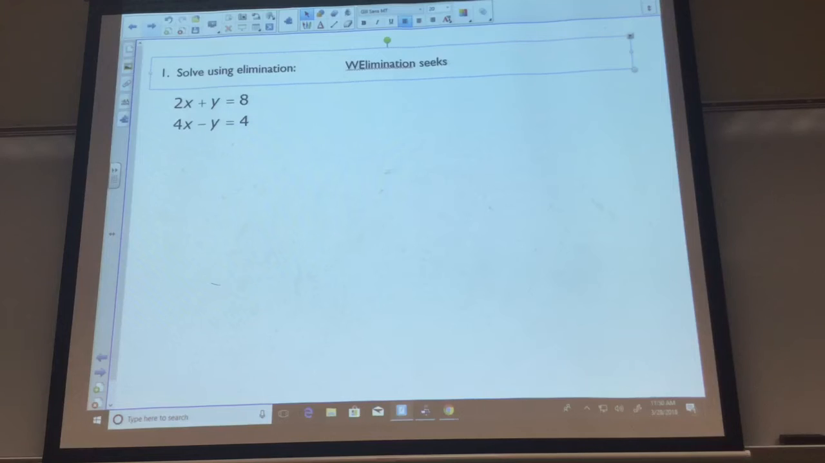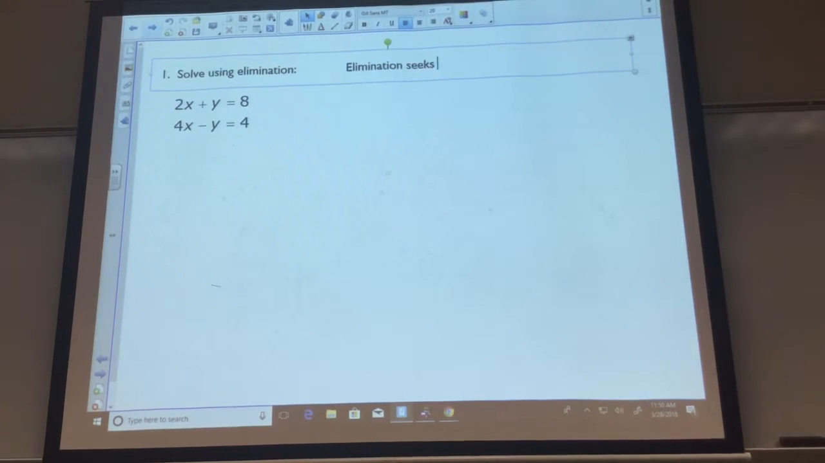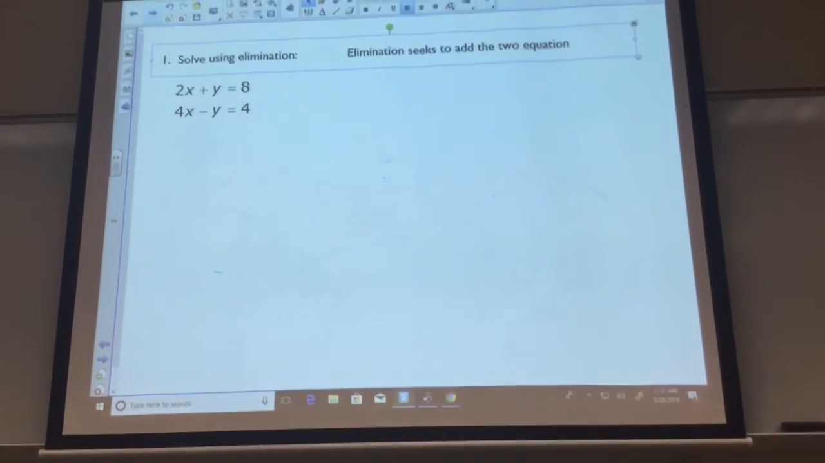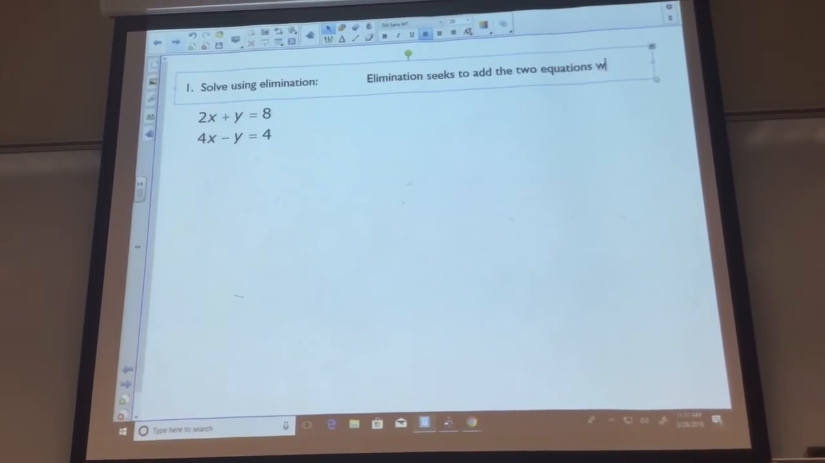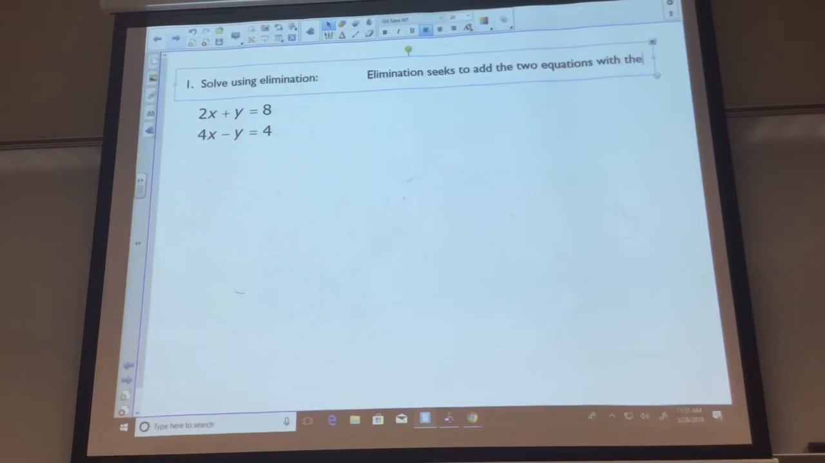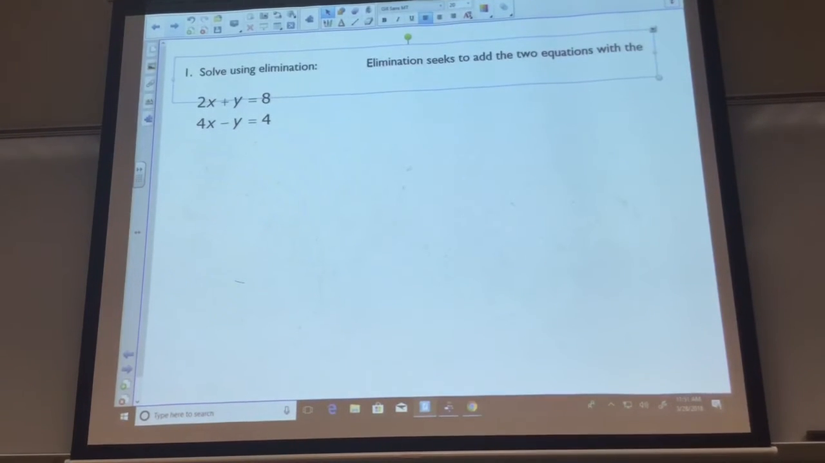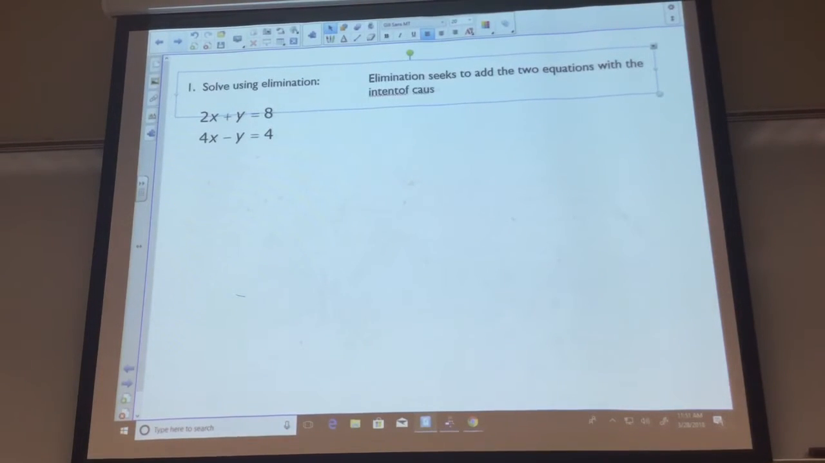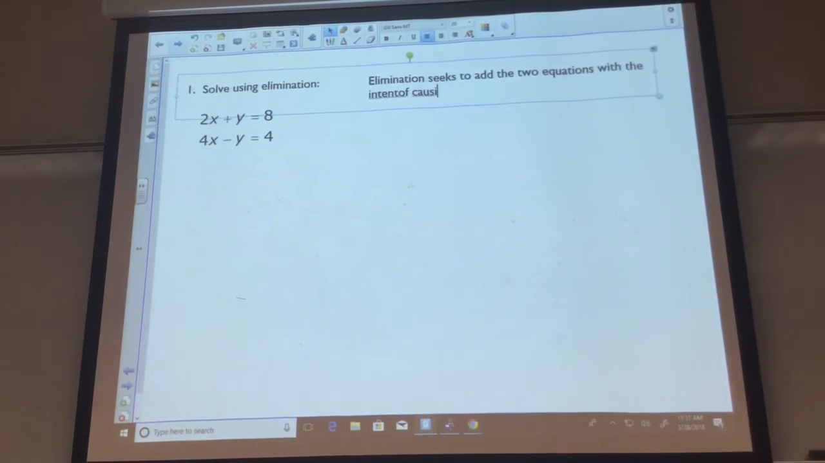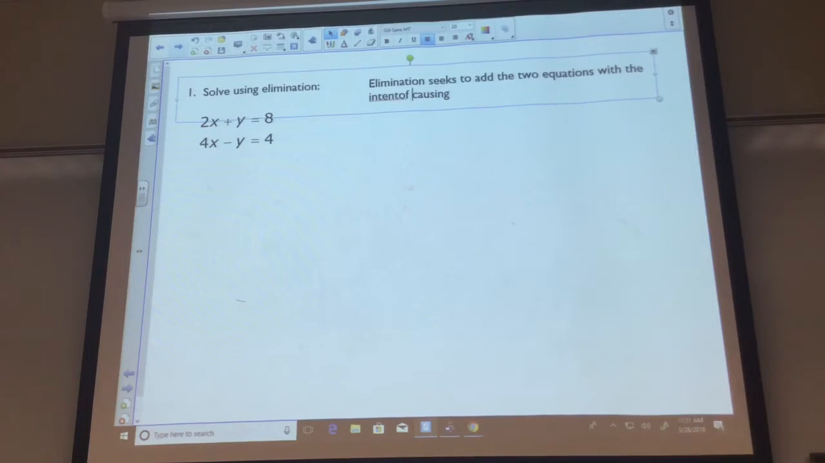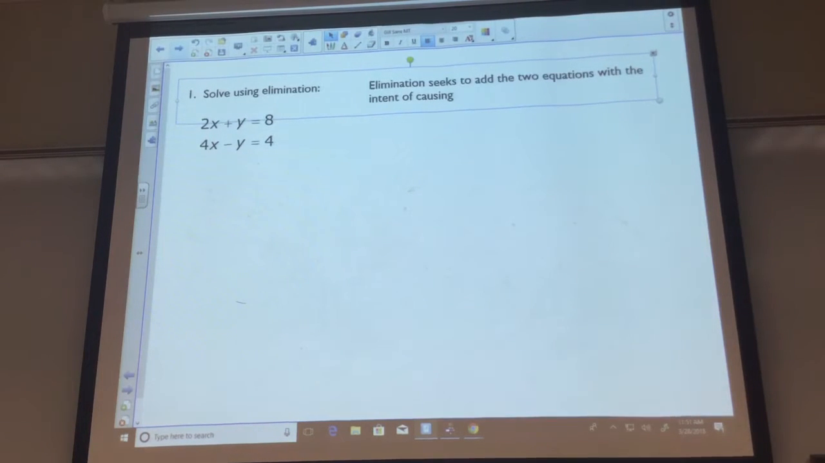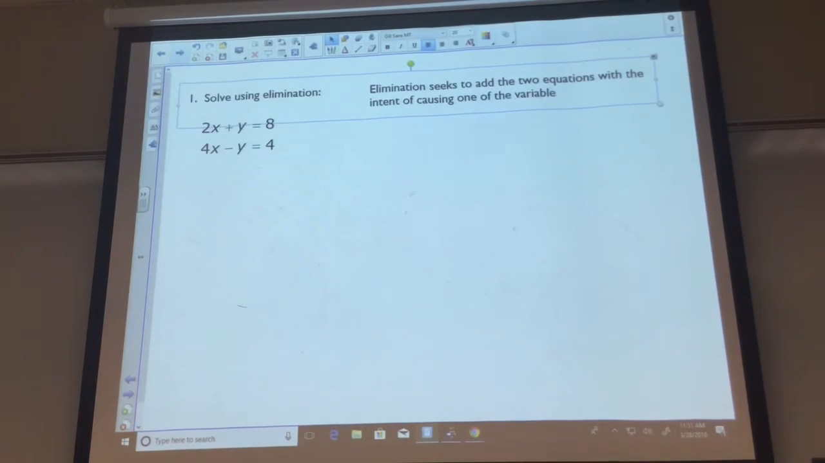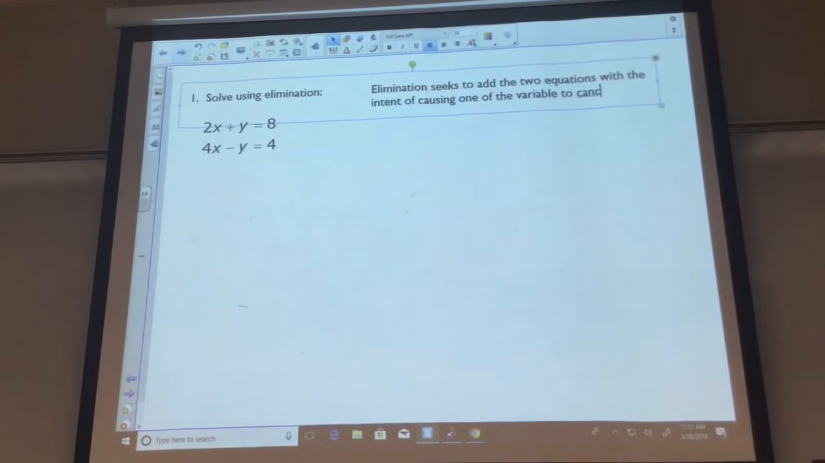Elimination seeks to add the two equations with the intention of causing one of the variables to cancel.